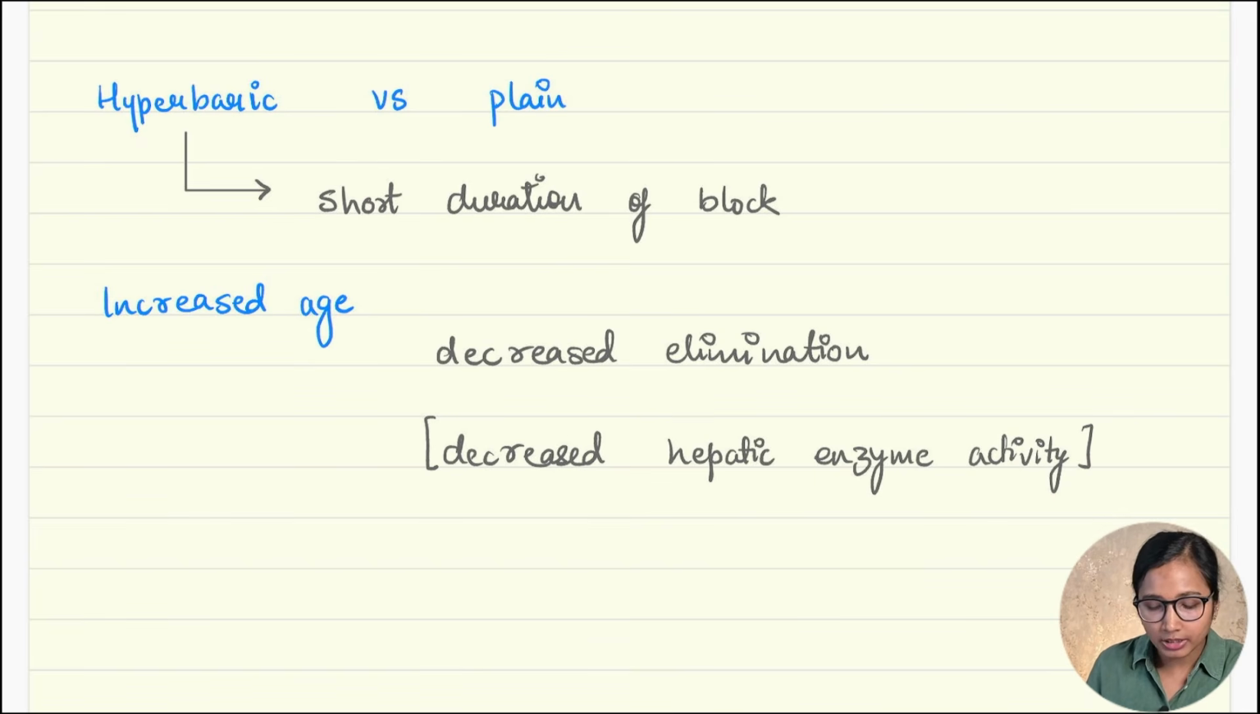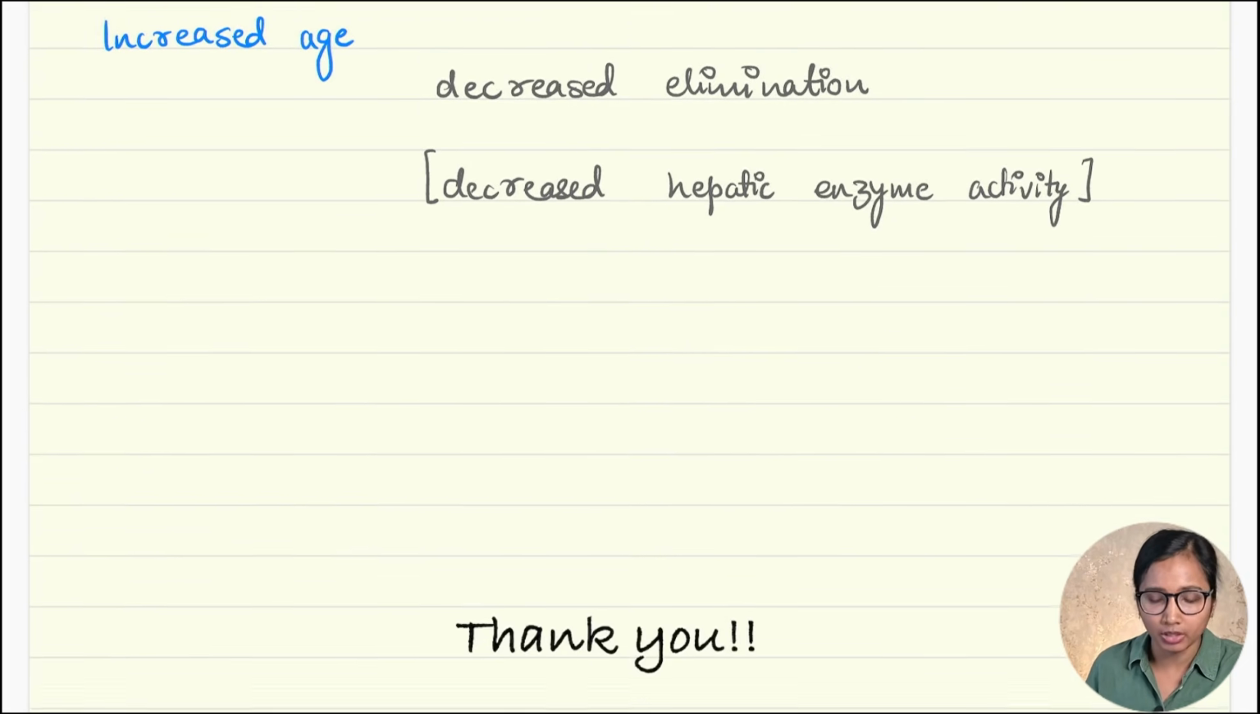Increased age decreases the hepatic enzyme activity, leading to decreased elimination. That is why in the elderly we give less drug, as the sensitivity also increases and the elimination decreases. So, drug dosage decreases to achieve the same block height.